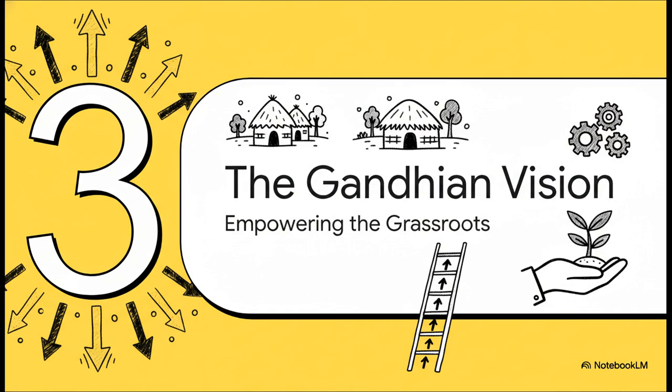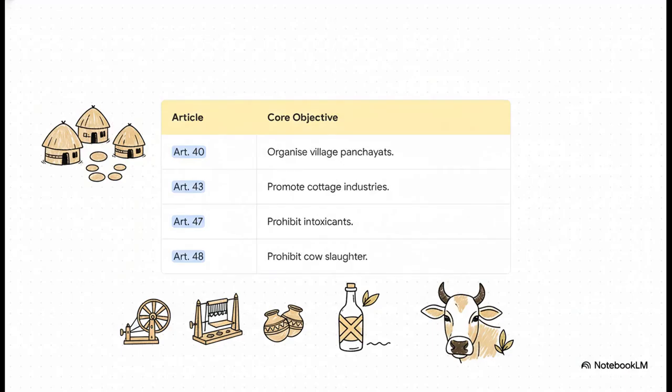Next up, let's move to the principles that were directly inspired by Mahatma Gandhi. Here, the focus kind of shifts from the top-down state to the grassroots. It's all about decentralization and empowering villages from the bottom up. And in this category, Article 40 is the undisputed star of the show. It calls for organizing village panchayats, a dream that eventually became a reality thanks to the 73rd and 74th Amendments.